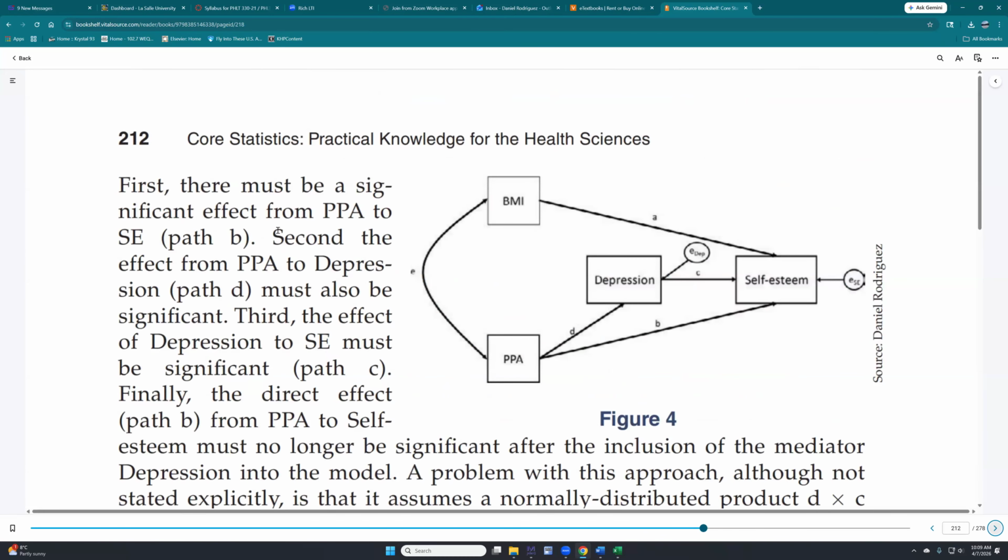Okay, I guess this is discussing the Barron and Kenny approach. Good for you to review it. First, there must be a significant effect from PPA to self-esteem. So this is a review of the Barron and Kenny approach.